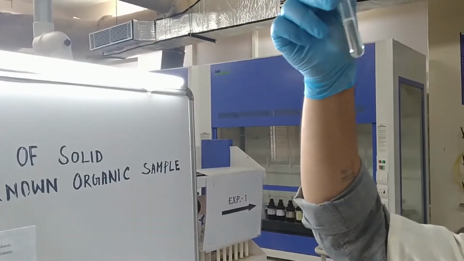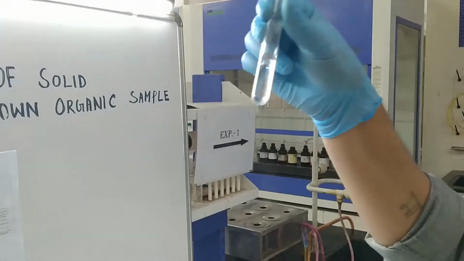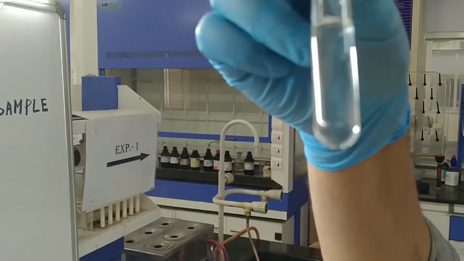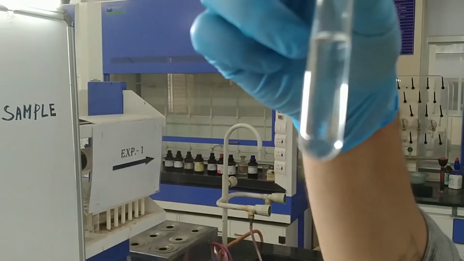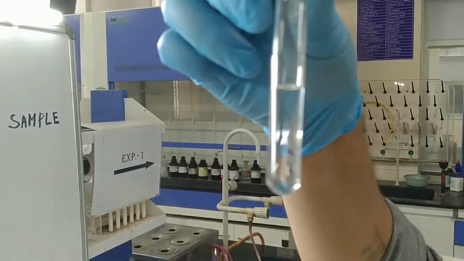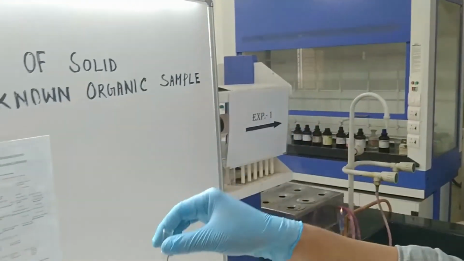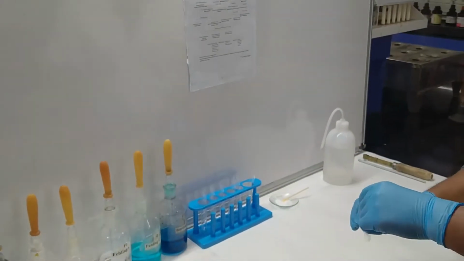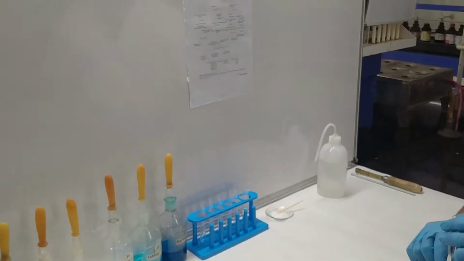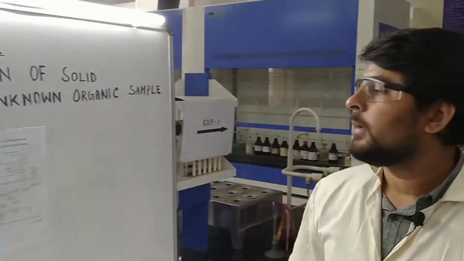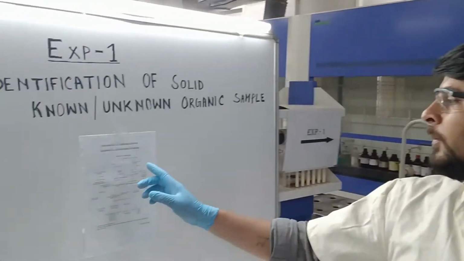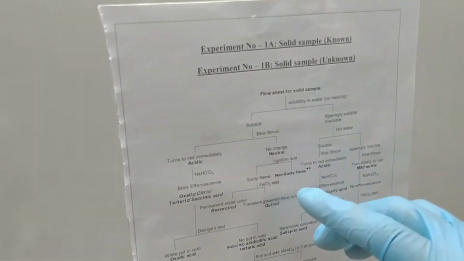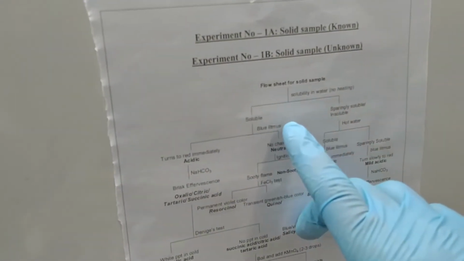It's nearly soluble. You can see nothing is present inside. So that means this is soluble. Okay. So this is the aqueous solution of glucose. I just keep this one over here in the test tube stand. So the next test is, what is the next test? Next test is blue litmus test.